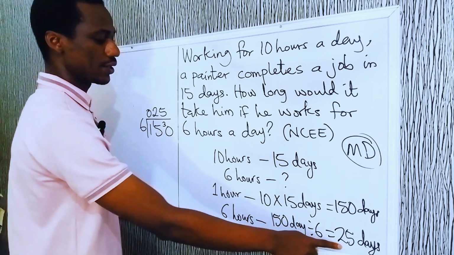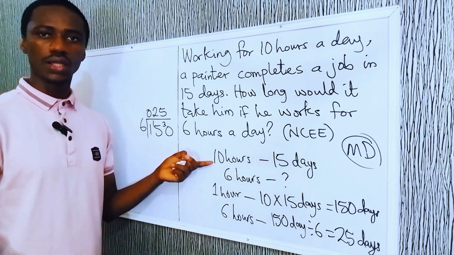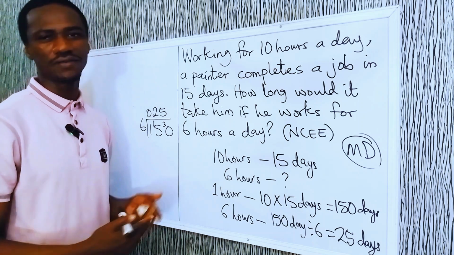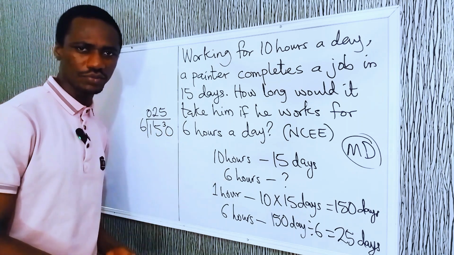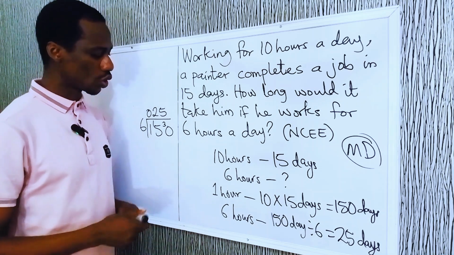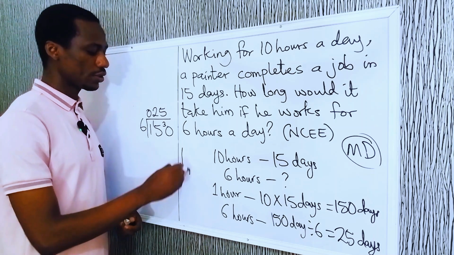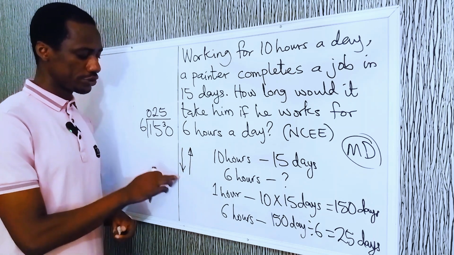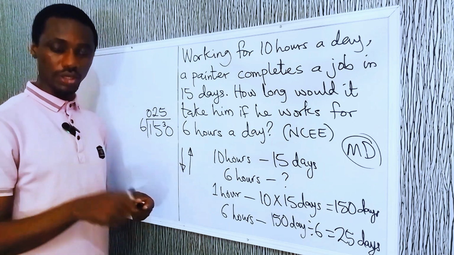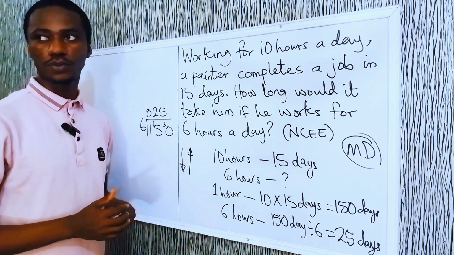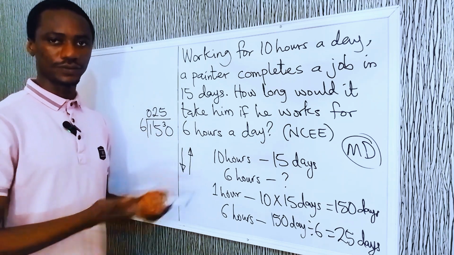Now you see that it's more than 15. Because when he puts in more time, you should have fewer days, and when he puts in less time, it will take more days. Remember what we said in inverse proportion: as one goes down, the other goes up. If you reduce one quantity, the other will increase. If you increase one quantity, the other will reduce. That is inverse proportion. And don't forget the MD strategy: find for one and then divide.